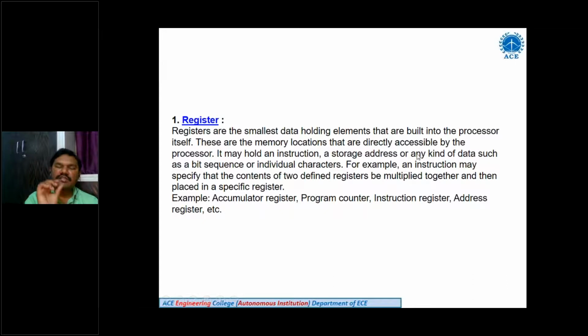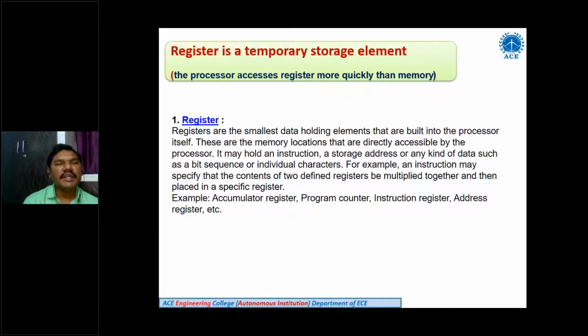It can also hold a storage address, address location values, or any kind of data such as a bit sequence. Here it is given only in terms of bits: 4 bits, 8 bits, 16 bits, like that. So only to store the data, we are using registers. For example, the accumulator is a register, the program counter is a register, the instruction register is a register, and the address register is a register. These are called registers, which hold particular operations. But what is memory here? Registers are mainly used for temporary storage.